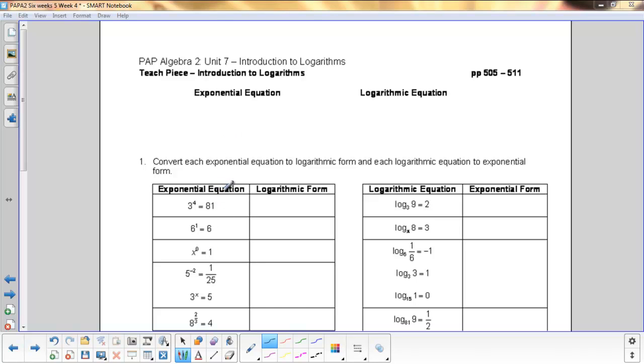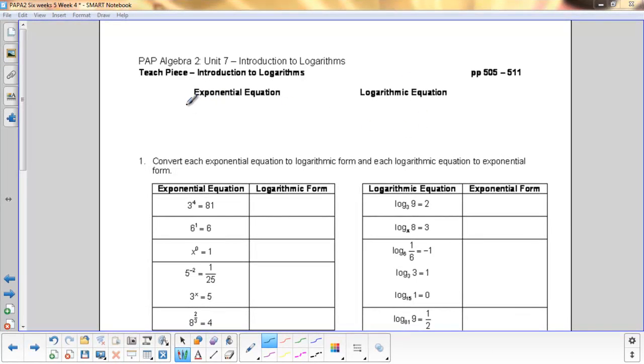Alright, today we're going to get into some situations where we begin to manipulate logs, and the first way we're going to manipulate them is by switching them or converting them from exponential form into logarithmic form, and vice versa. Now, we spent 2 days talking about parent functions of the exponential and logarithmic equations, so we'll go ahead and begin our focus today with that.